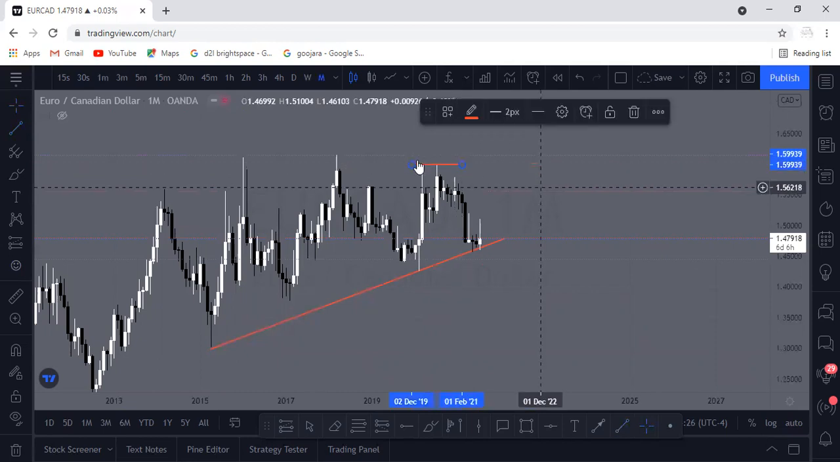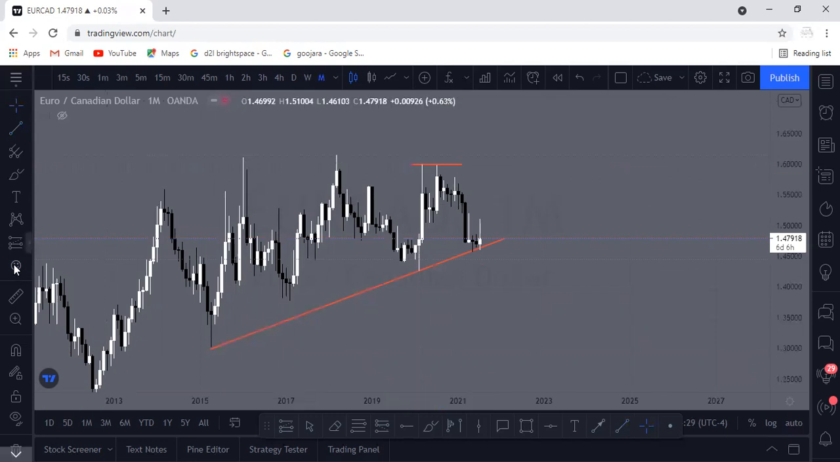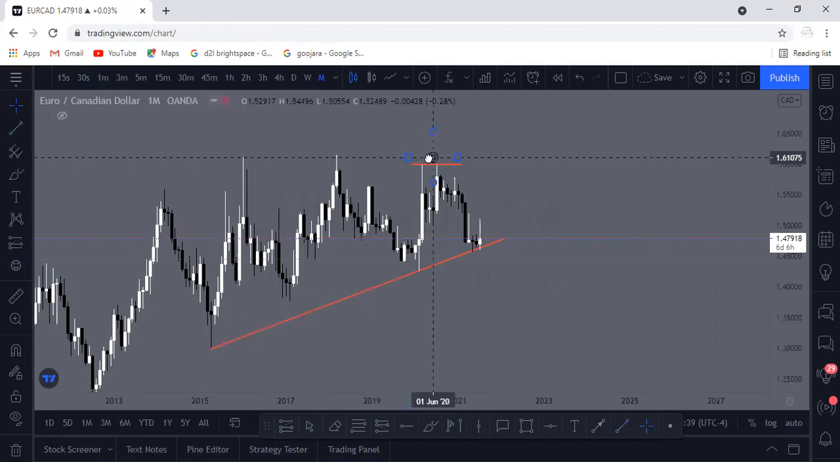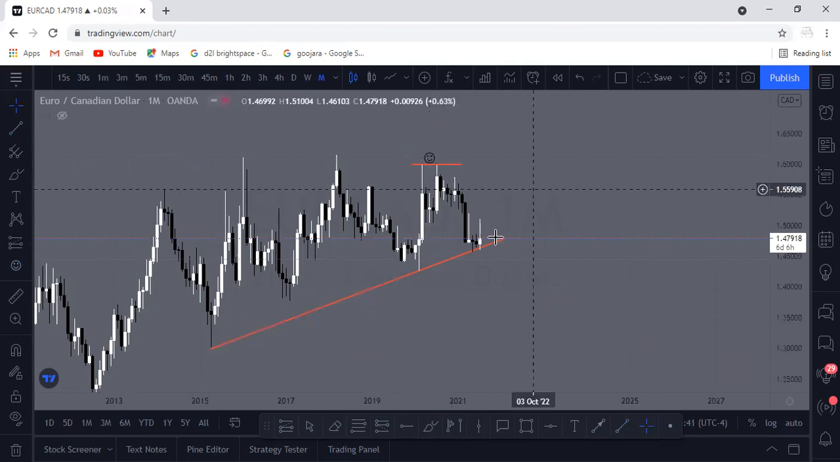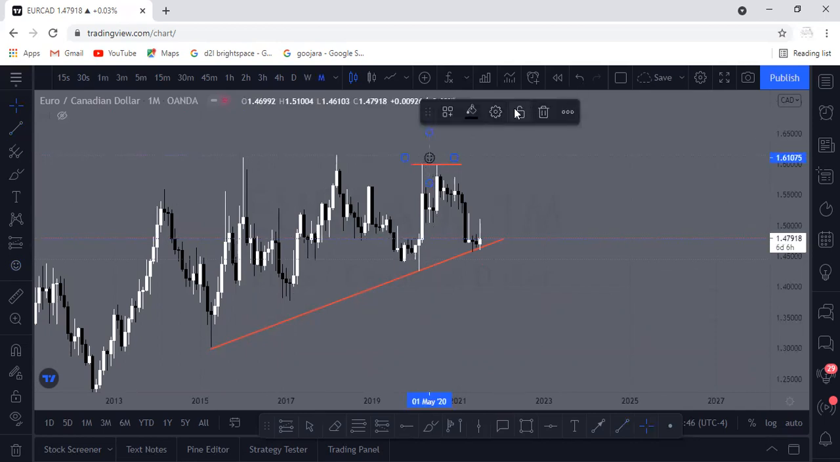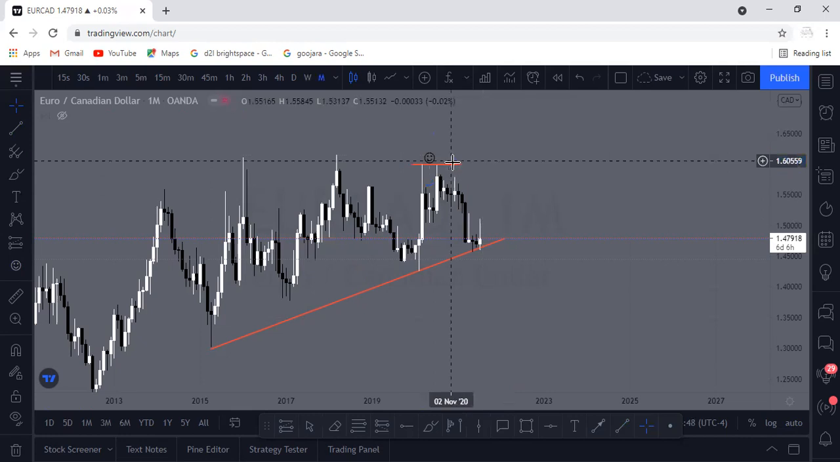I see the equal highs here, which is the liquidity zones. So the market has to go there to take all this liquidity out. Now I see this liquidity here. So this one is my point of focus, or this one will be my take profit.